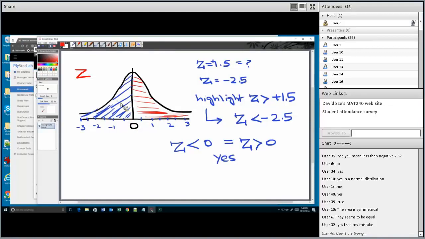Isn't it funny? I use blue and red, kind of goes by the two political parties that we have, and we're talking about probabilities in a way.